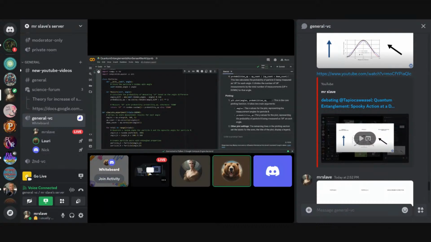We're not talking about the measurements. We're talking about the prediction. And you need to show that it follows from the hidden variables model. I mean, you can see in the code the word hidden angle. That is the hidden variable.